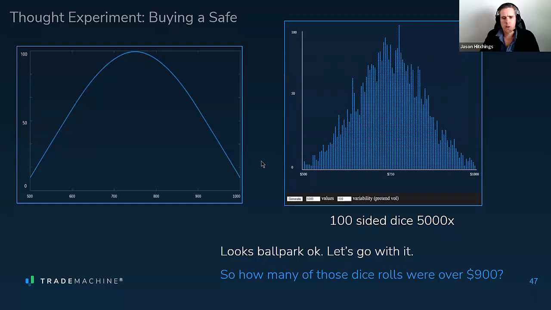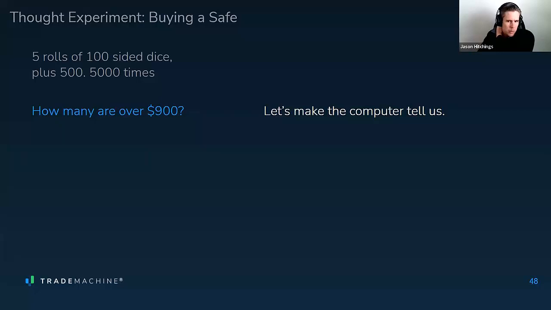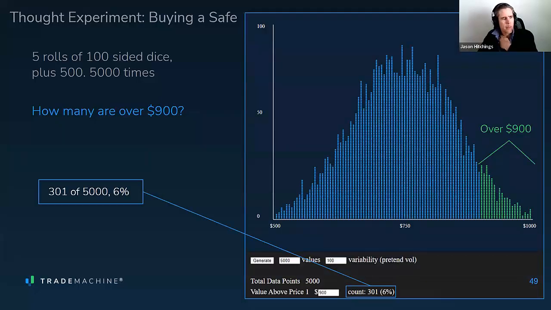So how do you figure out how much is over $900? Well, we'll make the computer do that for us too. And we end up with a number. That's what that little green section was. We end up with a number of 301. So we have 301 of the dice rolls out of 5,000 that were over $900.